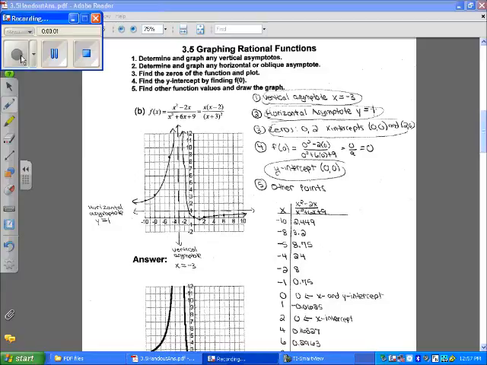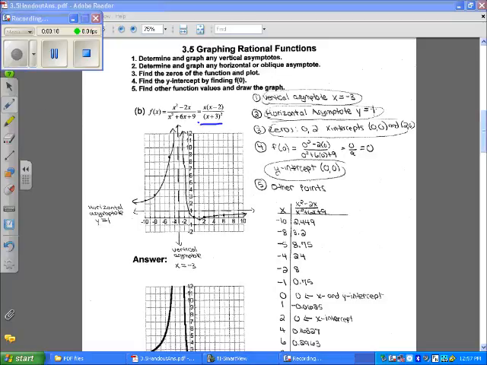Part B of our 3.5 rational functions example. If you look at this case, we have f of x equal to x squared minus 2x over x squared plus 6x plus 9. And on the right-hand side, right next to it, you have it factored. First thing you want to do is find the vertical asymptotes.